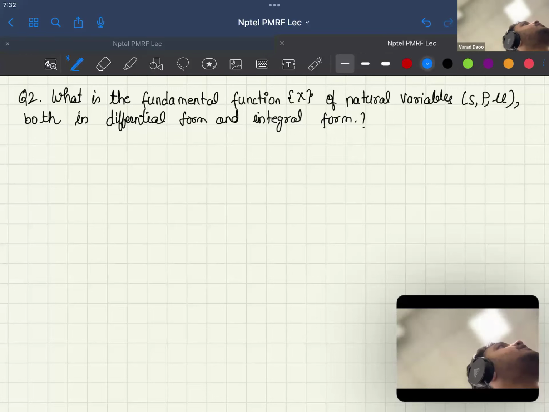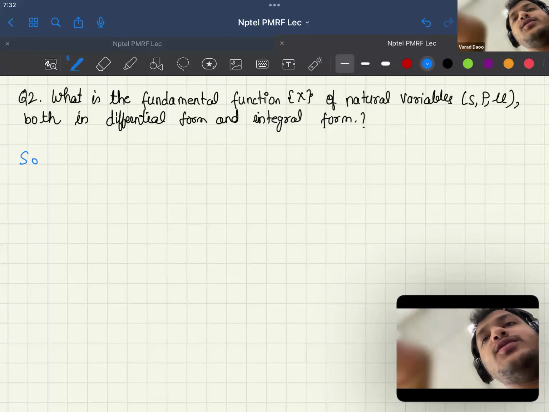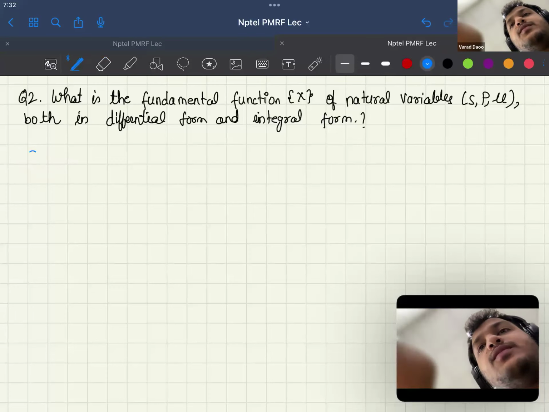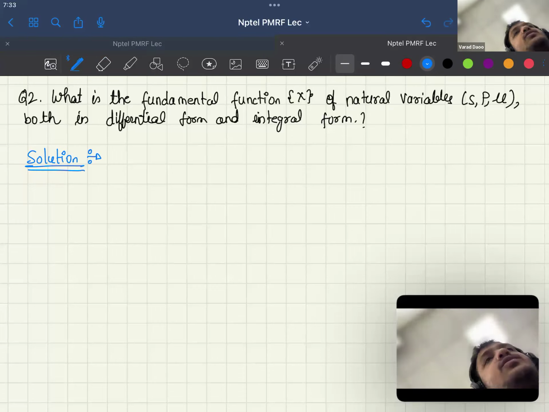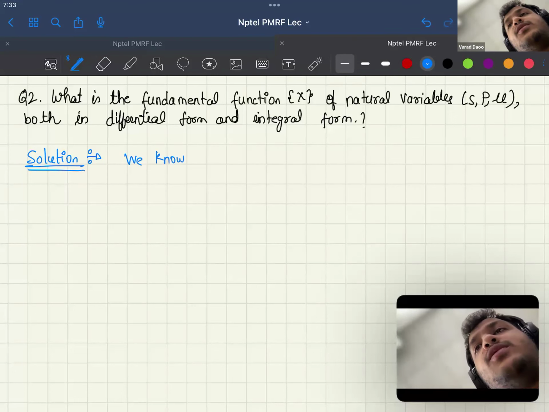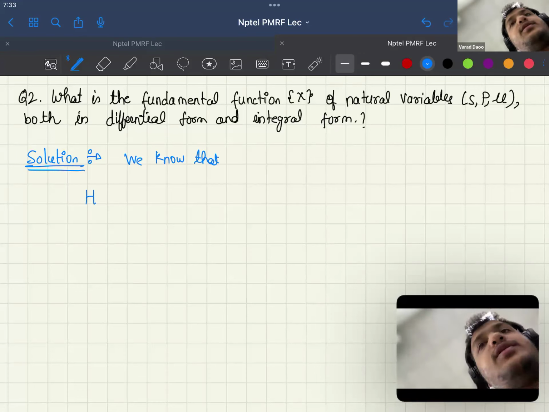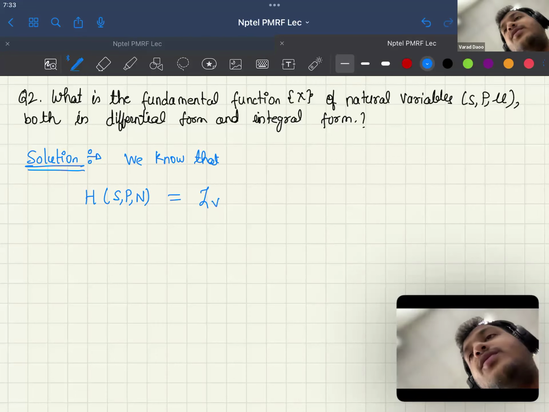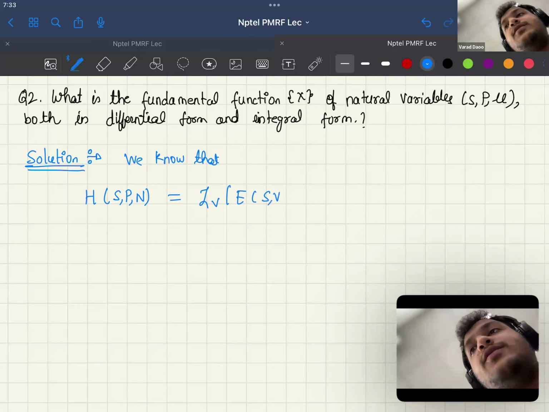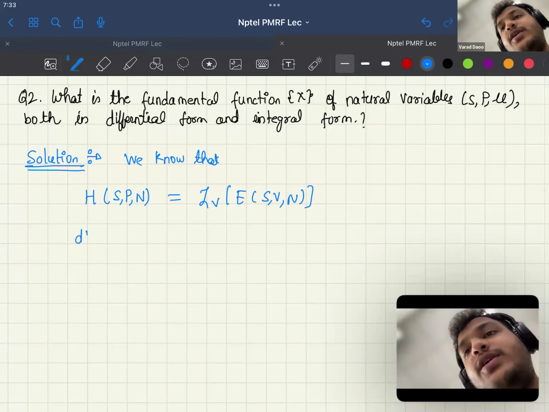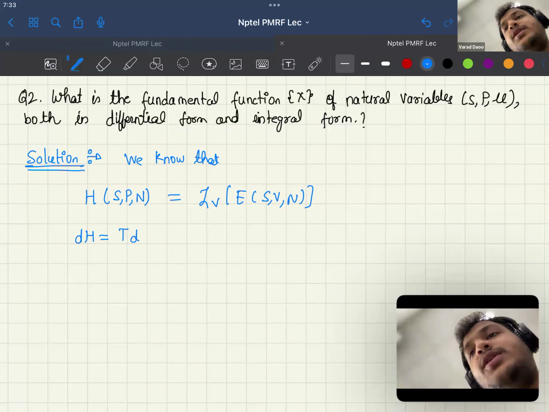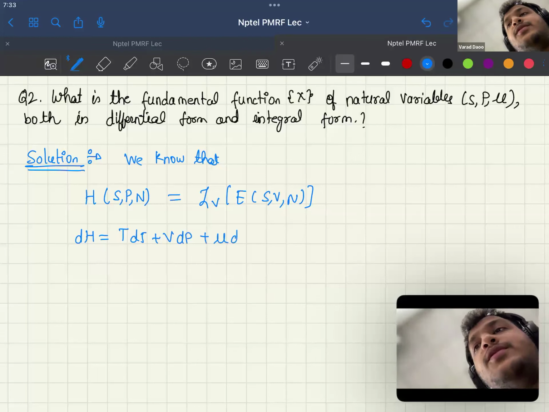So let us solve the question. Solution. Okay. So now we know that H of S, P, N is going to be nothing but a function of S, V, N, right? And we also know that dH is equal to TdS plus VdP plus mu dN for open system.